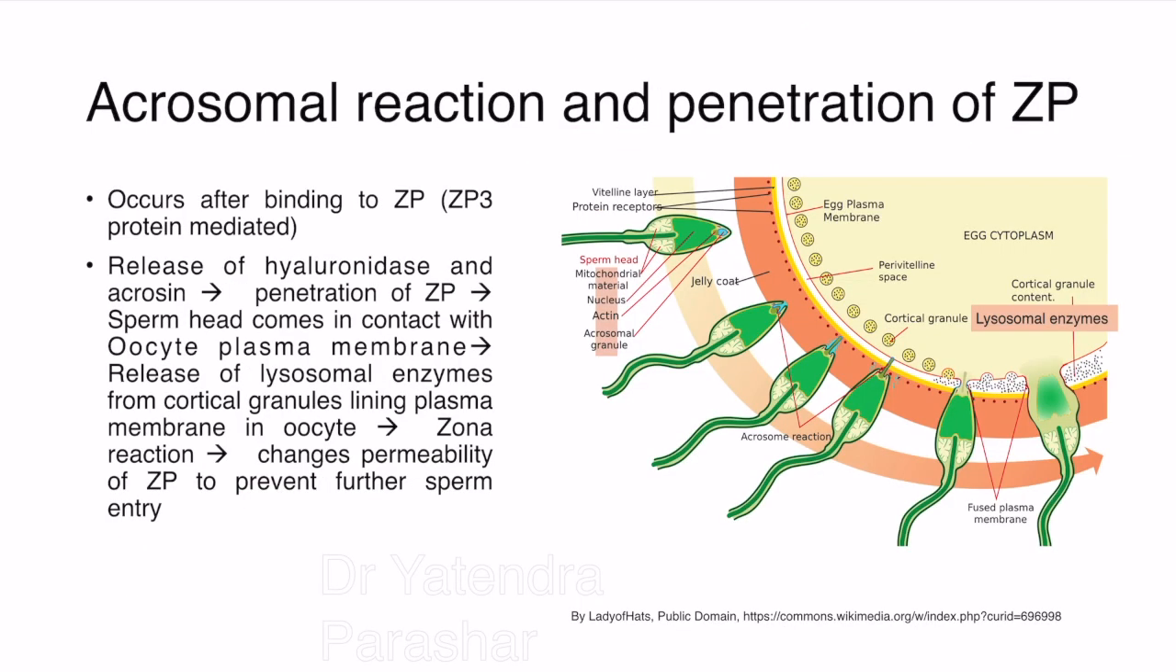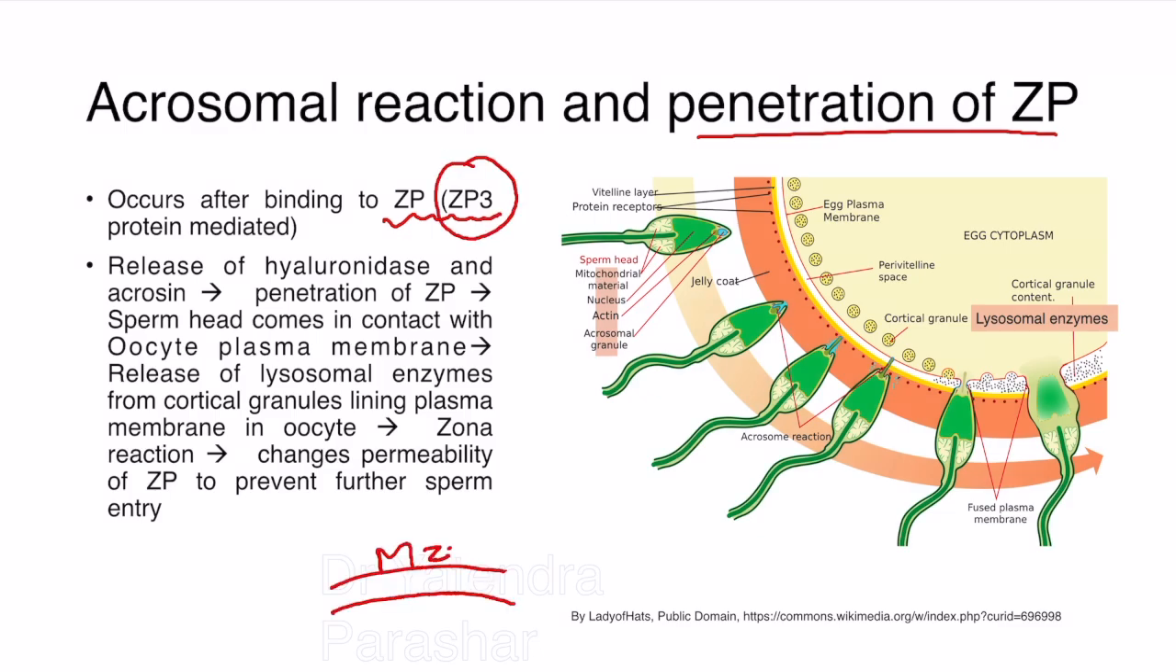Second step is the acrosomal reaction, with the penetration of zona pellucida. Sperm bind with the zona pellucida with the help of ZP3 protein. This is ZP3 protein which is on the zona pellucida, and sperm head has the ligand for this protein. So the sperm entry takes place only with the attachment of the zona pellucida to the sperm head.